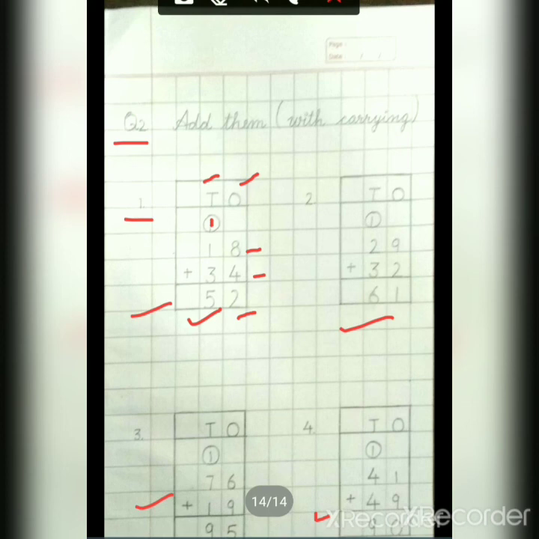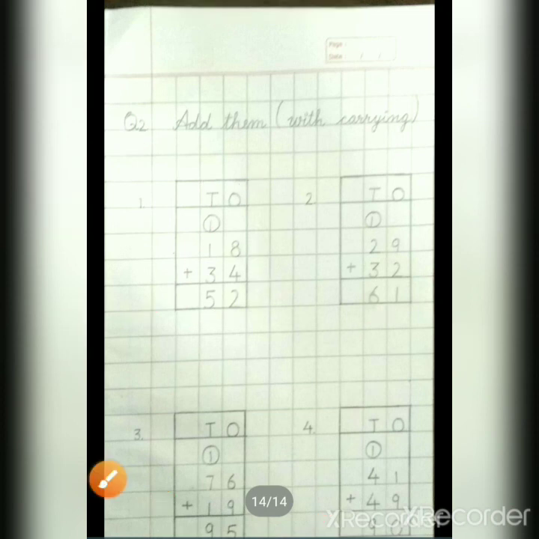Understood? Neatly you will complete your copy and you will draw a line after each and every answer. I hope you all have understood this chapter and how you will write in your copy. This also you have understood. So write it properly. Thank you.